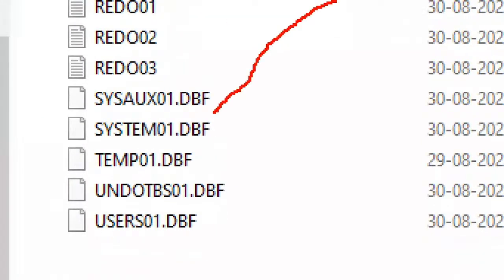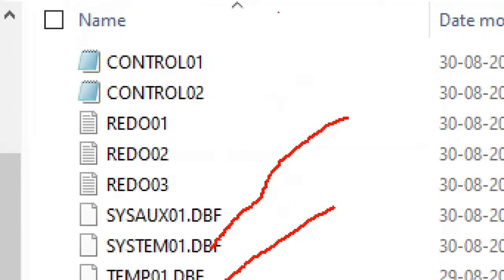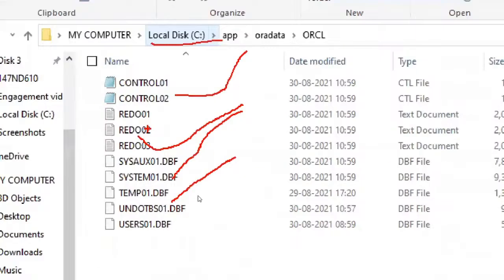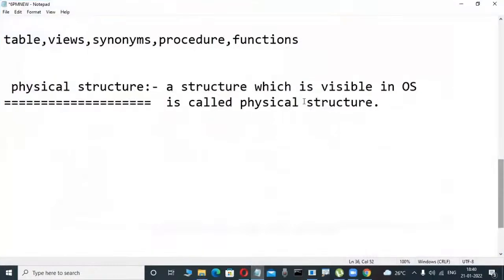These are data files, .dbf files. Okay, fine. What is this one? You don't have an idea. Later you'll be familiar. Here are control files and redo log files. These files are a structure which is visible in the operating system. Some files are visible or not. That is called the physical structure.